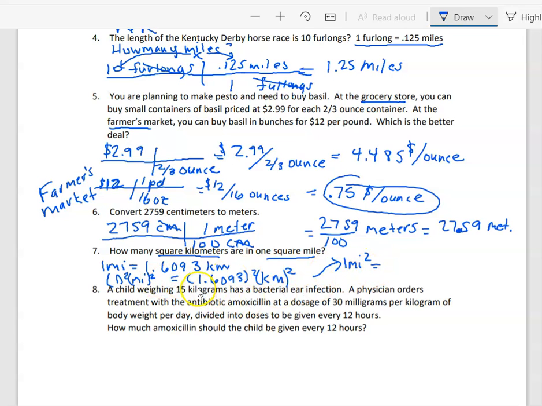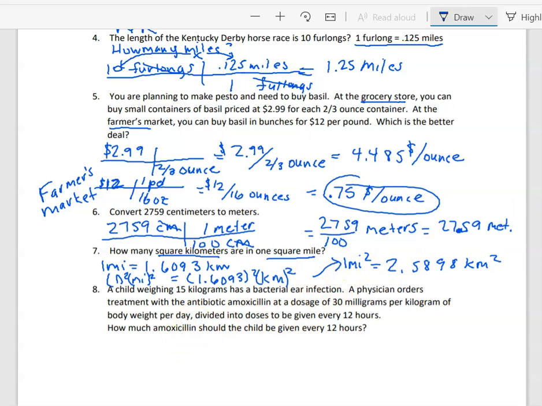And on the other side, I would take 1.6093 and hit the squared button, or you could multiply it by itself. 1.6093 times 1.6093. And that gets me 2.5898. And then I've got kilometers squared. So that's how many square kilometers are in 1 square mile.